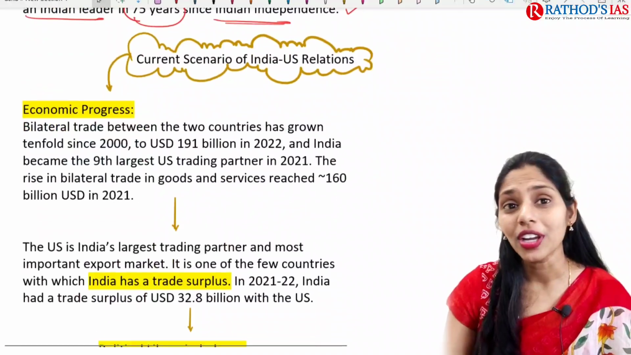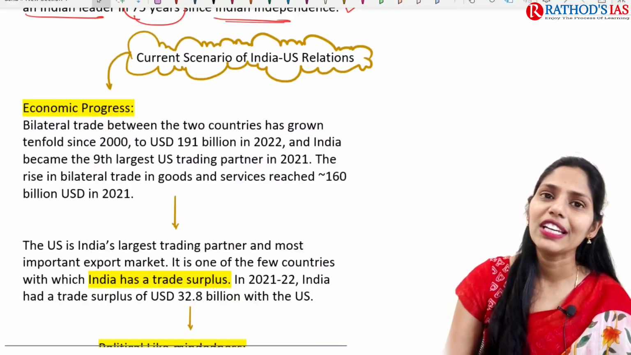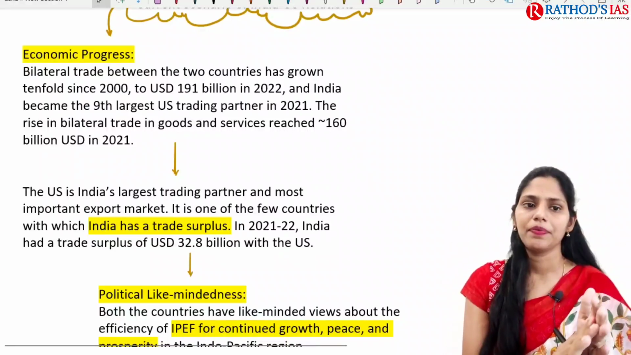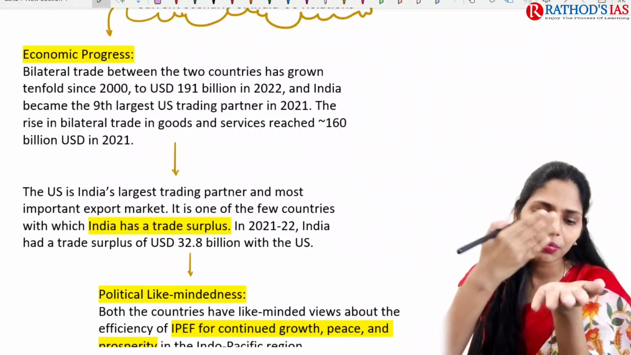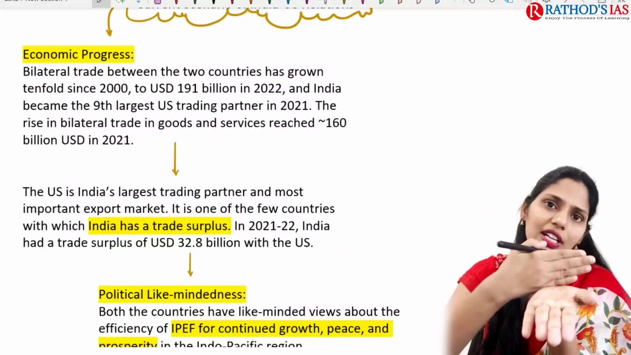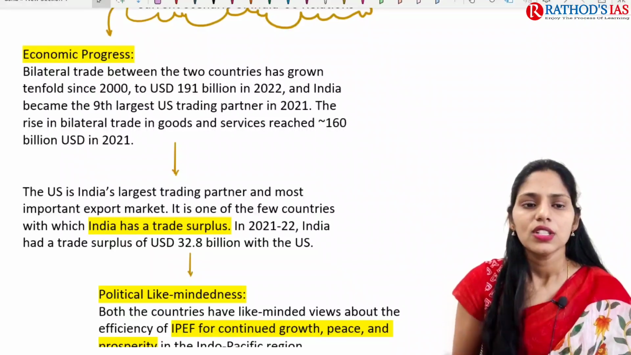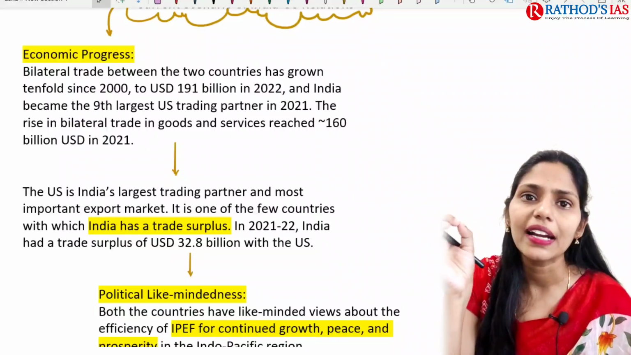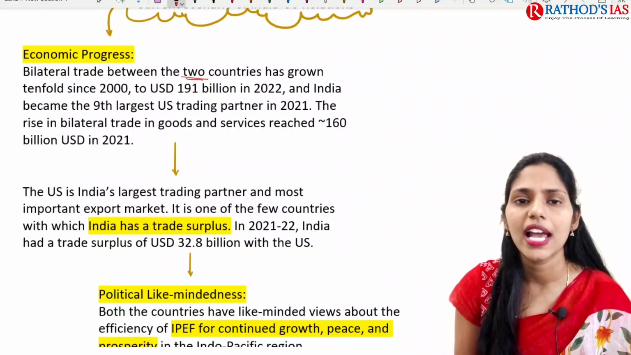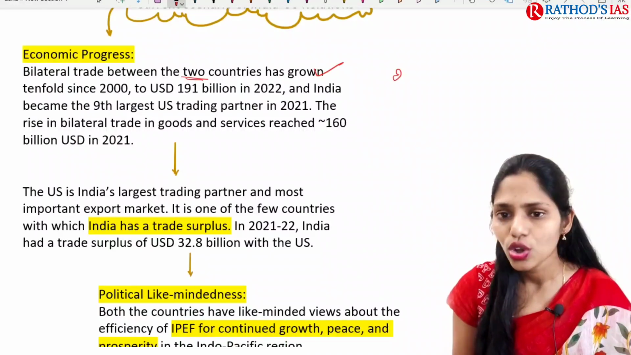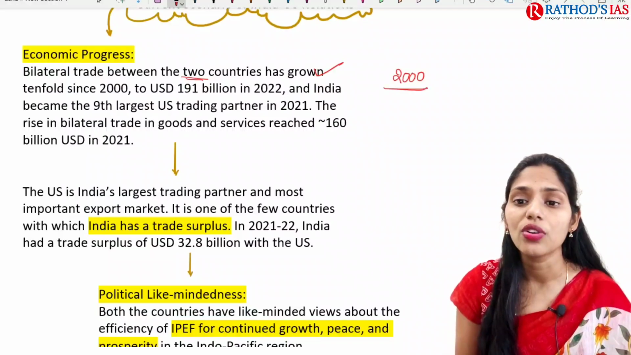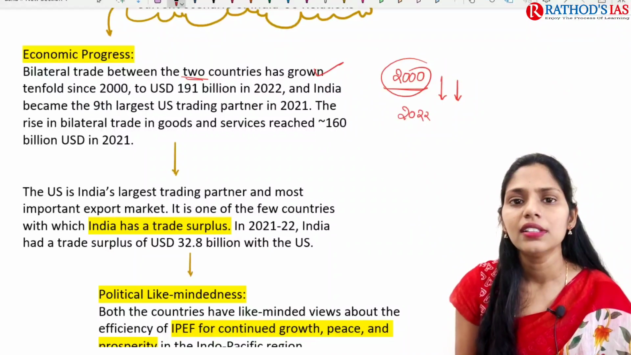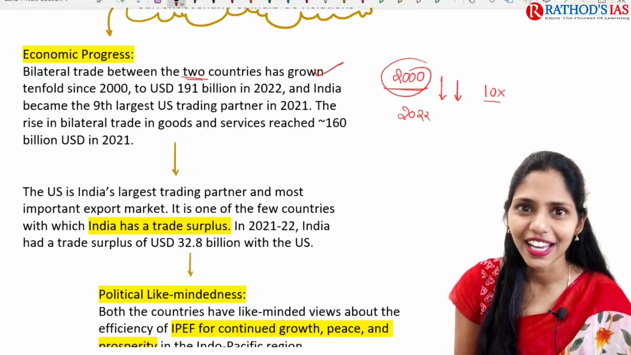Okay. So if you're talking about the current scenario of India and US relations, first, from the economic front, both countries have trade. This is called bilateral trade. So what is this bilateral trade? This bilateral trade between these two countries has grown 10-fold. If you compare the trade from 2000 and now in 2022, there is a rapid increase in the trade, that is 10x.